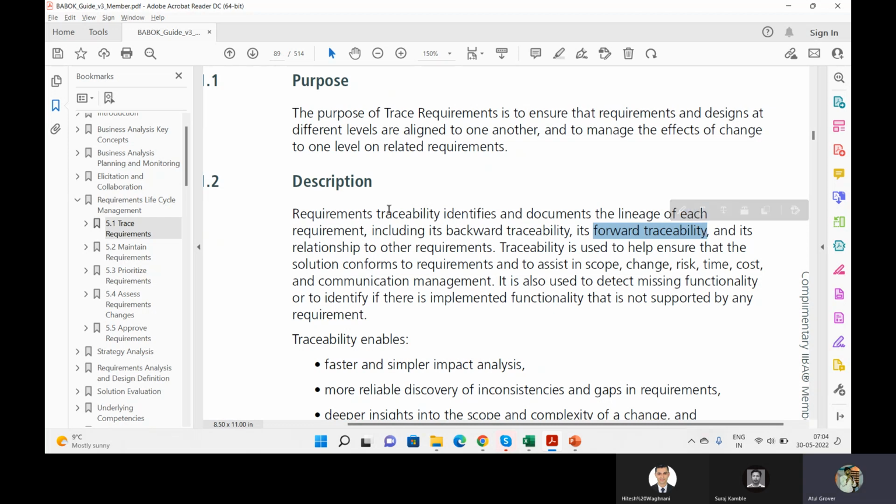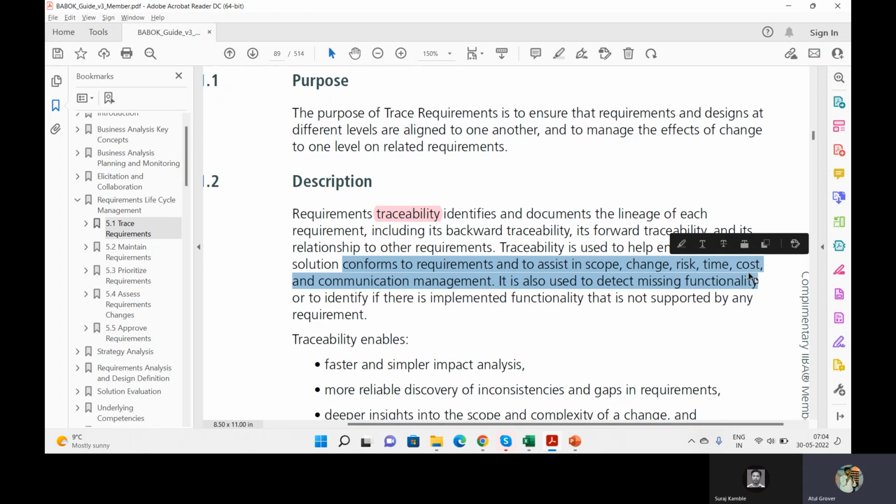Okay, the reason they are saying the word traceability here, it's a very good word to be used here. Traceability is used to help ensure that the solution conforms to the requirement, to assist in the scope, change, risk, time, and cost. What you want to build, you have to trace on the parameters of these things. मेरे scope में नहीं है incident को change को link करना. But in this requirement, I'm doing that part. Boss, it's not in the scope. Let's not trace that now.